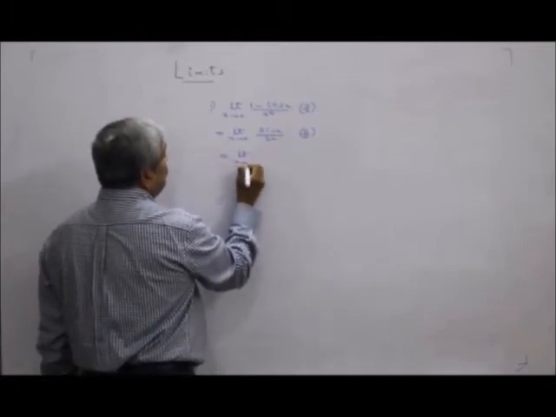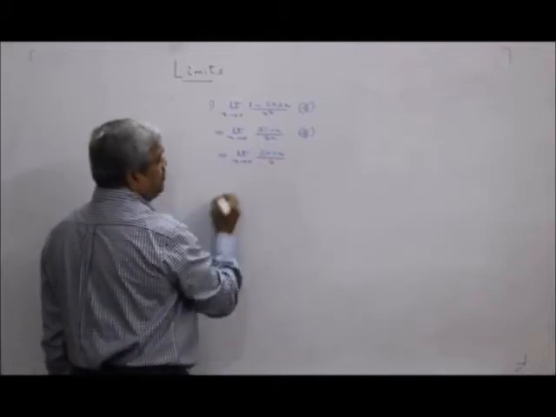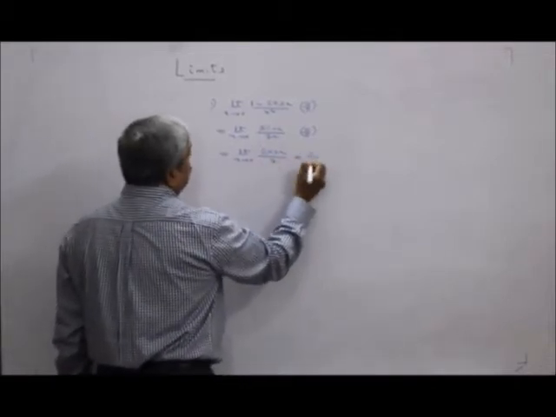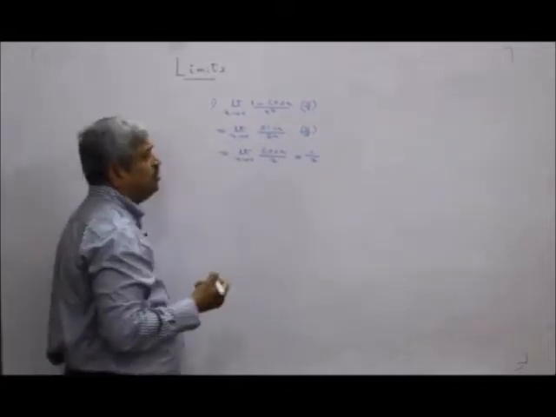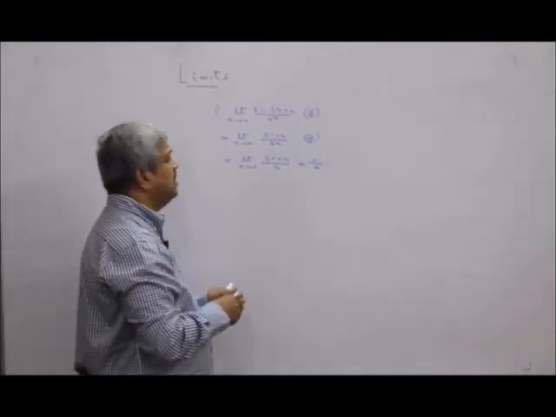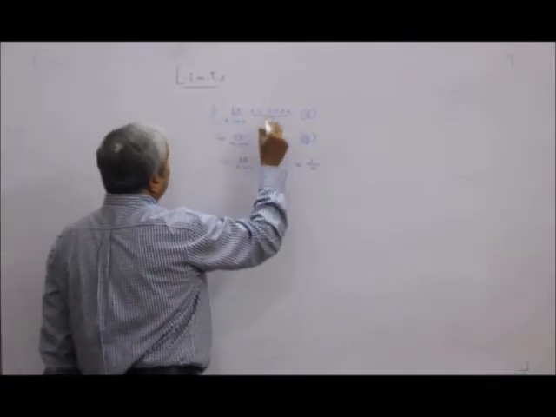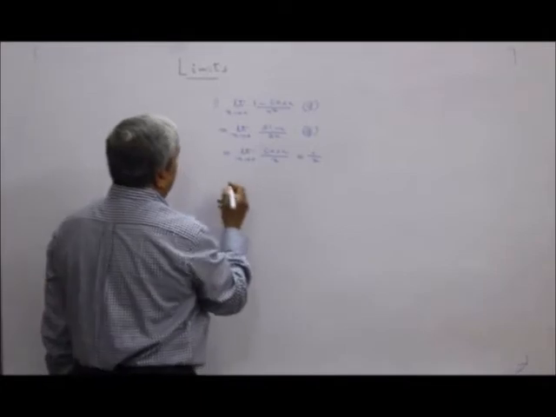You differentiate the numerator separately and the denominator separately. Now when you substitute 0 in place of x, you will get 1 by 2. This will be the answer for the problem limit x tends to 0, (1 minus cos x) by x square.